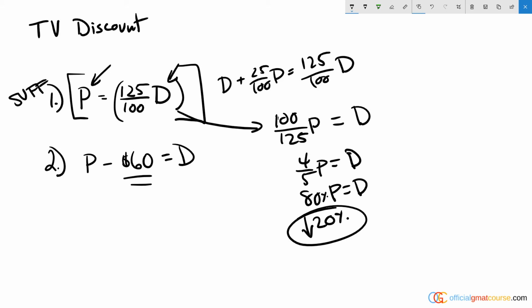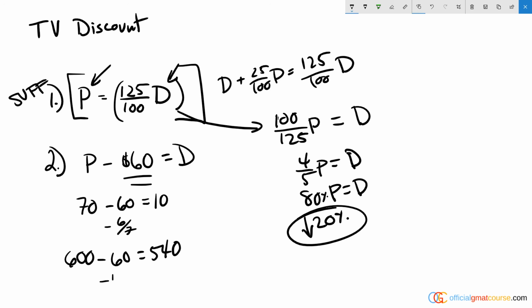Now, statement 2 gives us a hard value, and this is not as useful in determining what the percent change was, because if you imagine the price was originally 70, minus 60 equals $10, and then the discount would have been minus 6/7, whatever percent that was. But if the original price was 600, then subtracting 60 would result in a final price of 540, and the discount would then only be negative 10%.